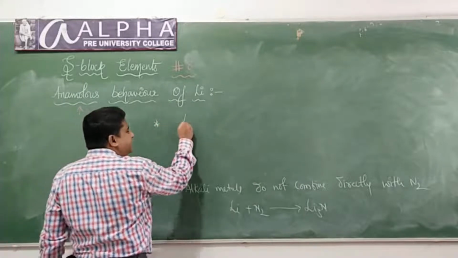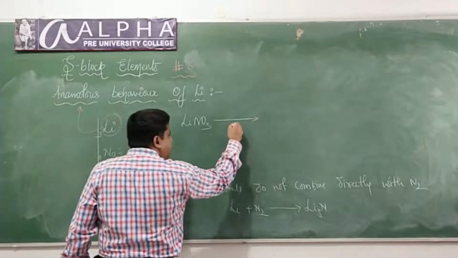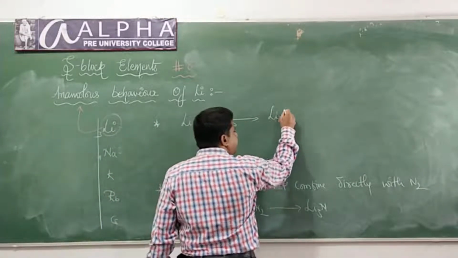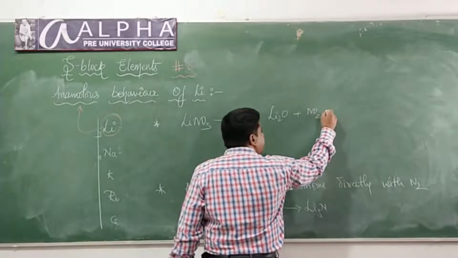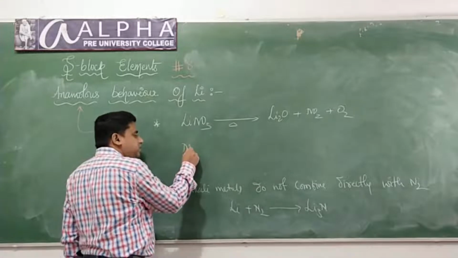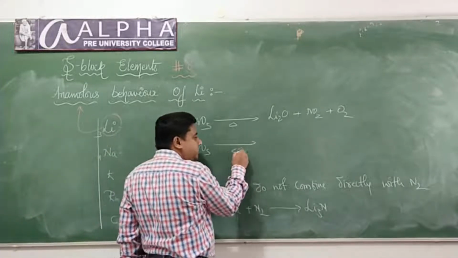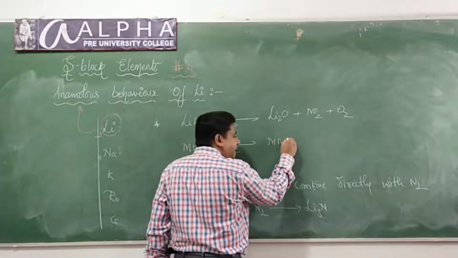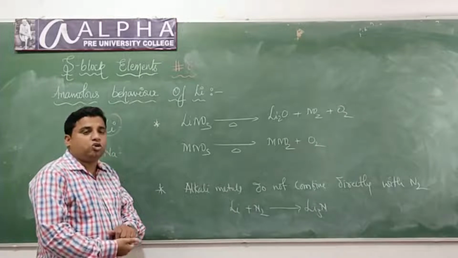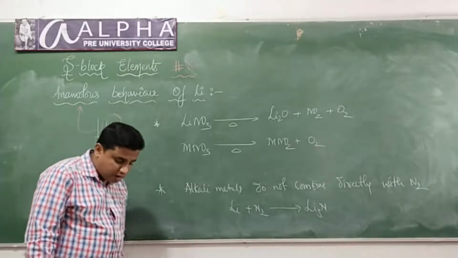Lithium nitrate, what is the formula? LiNO3. When it decomposes, it gives lithium oxide, nitrogen dioxide and oxygen, whereas the nitrates of other alkali metals decompose, giving rise to metal nitrites and oxygen. See the difference between alkali metals and alkaline earth metals.